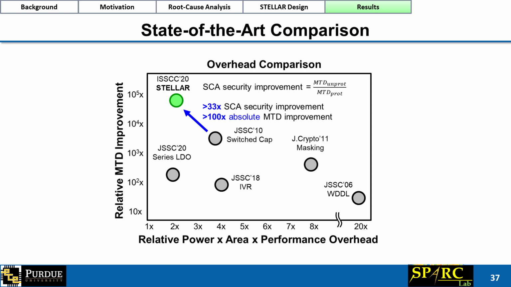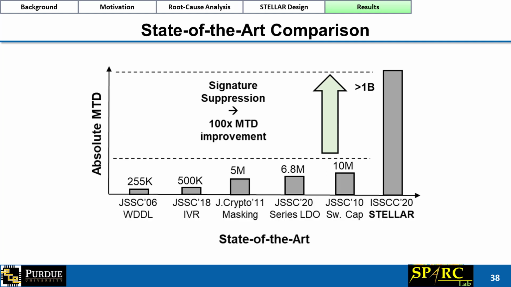In comparison with the state-of-the-art countermeasures, the proposed Stellar technique achieves a 100x MTD improvement with comparable overheads. Hence, signature suppression along with the local lower metal routing allows us to achieve an MTD of 1 billion compared to 10 million for the previous works.